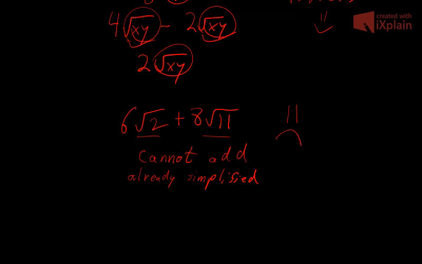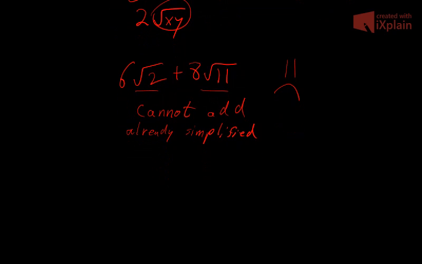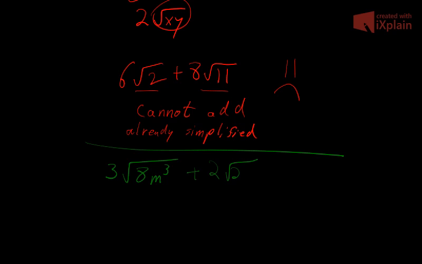They are already simplified. So I want us to try something else, which is going to be 3 times the square root of 8m cubed plus 2. I'm going to do this in a different color, let's do this green. Kind of a darker green, haven't done that one before. 3 root 8m cubed plus 2 root 2m plus 4 square root of 2m.